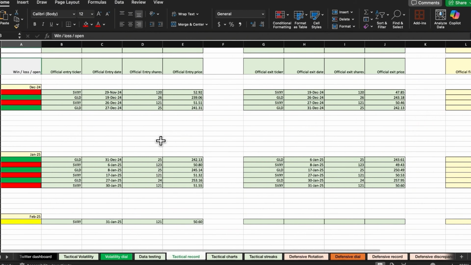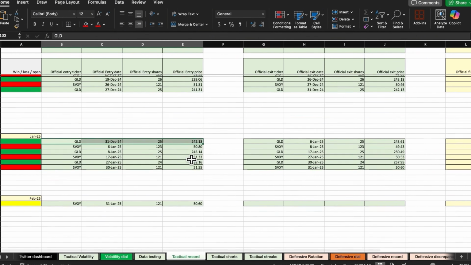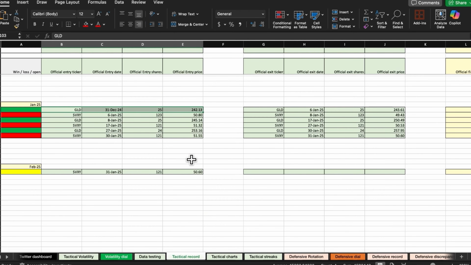Now for me, every month actually starts with the previous month. Of course, I'm calculating profit monthly and I have to mark it to the end of the month. So last month, we actually ended holding the GLD gold. You can see 31st of December there, 25 shares, $242.13. So down here in January, that's actually going to be the same entry. And then the month just proceeds as normal. I just take the trades as my system requires.